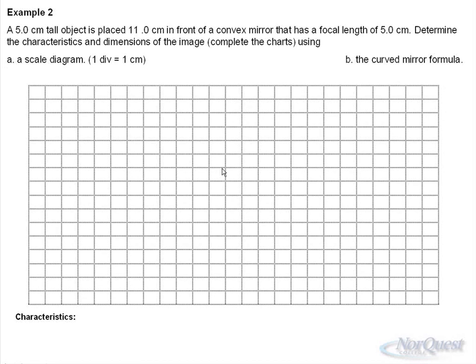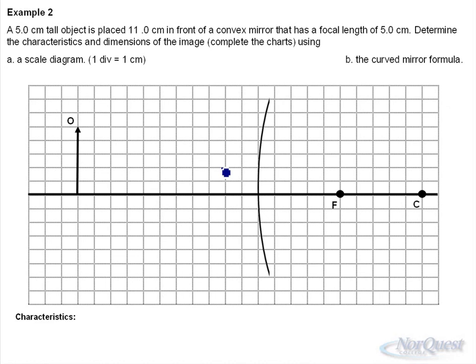So again, the first thing we do, put in the mirror, put the object, put the focal point and the center of curvature, labeling the distances accordingly. A 5 centimeter tall object in front of a convex mirror. 1, 2, 3, 4, 5, 6, 7, 8, 9, 10, 11, and 5 high.